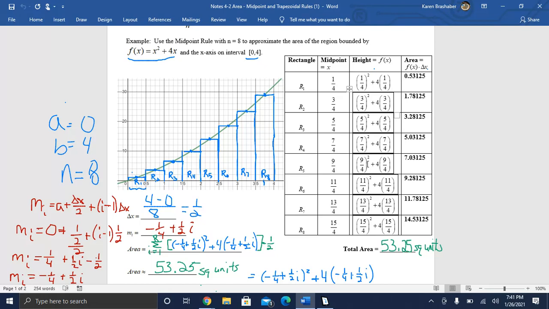So there's your first example, and that is all we're going to do with the midpoint rule. If you will turn your papers over, we will continue on with the trapezoid rule.